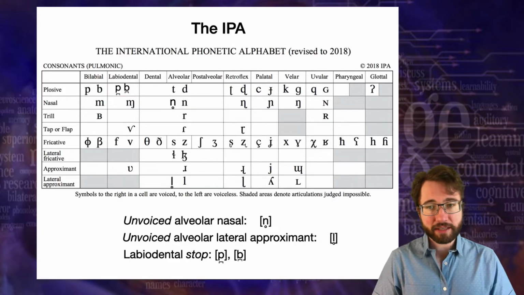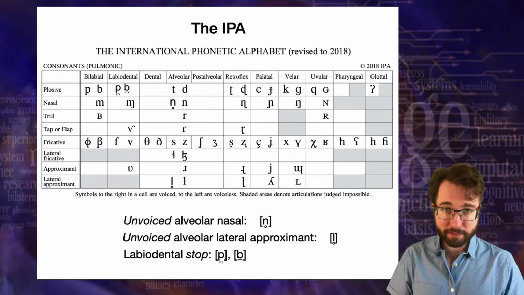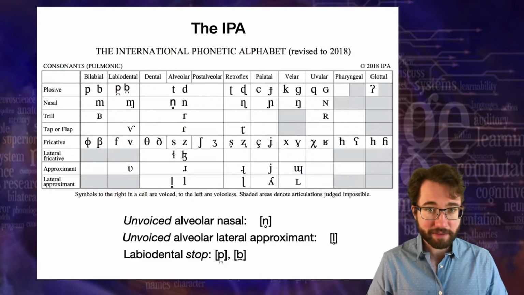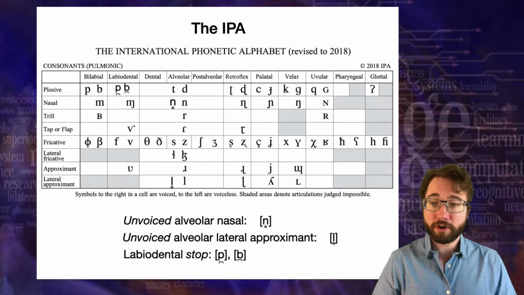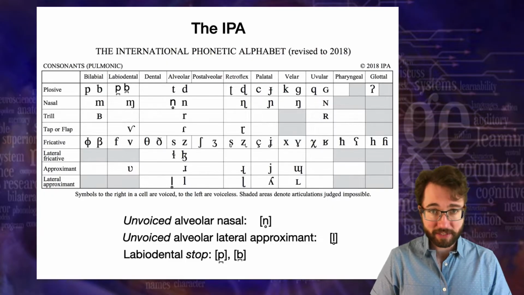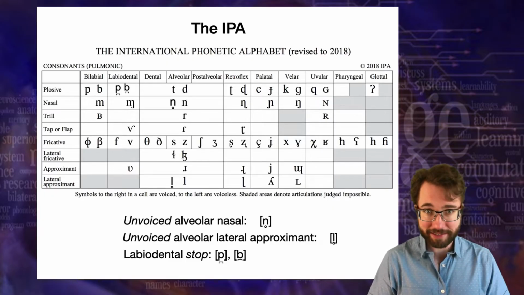So this shows how the IPA not only gives us a set of symbols for various different consonant sounds that could exist, it also gives us a system for coming up with new symbols for any possible consonant sound using these special marks called diacritics.